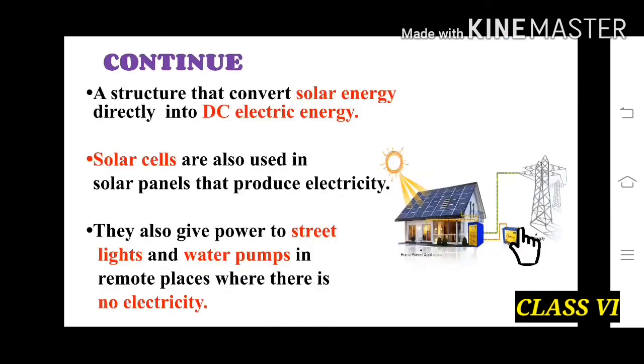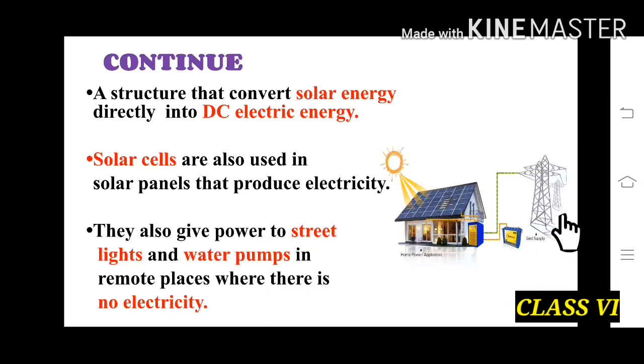In this picture we can see a structure that converts solar energy directly into DC, meaning direct current, electric energy. Solar cells are also used in solar panels that produce electricity. So we can see that these are the solar panels and they are producing electricity because of sunlight. And these solar panels are used in places where there is no electricity. They also give power to street lights and water pumps in remote areas where there is no electricity.